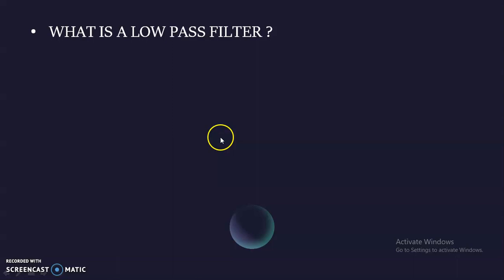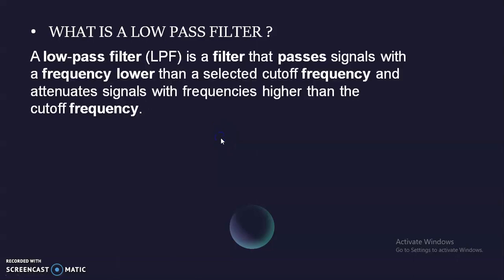So what is a low pass filter? A low-pass filter is a filter that passes signals with a frequency lower than a selected cutoff frequency and attenuates signals with frequencies higher than the cutoff frequency. So there is a cutoff frequency beyond which any signal with a frequency higher than that will not be allowed to pass into the output.